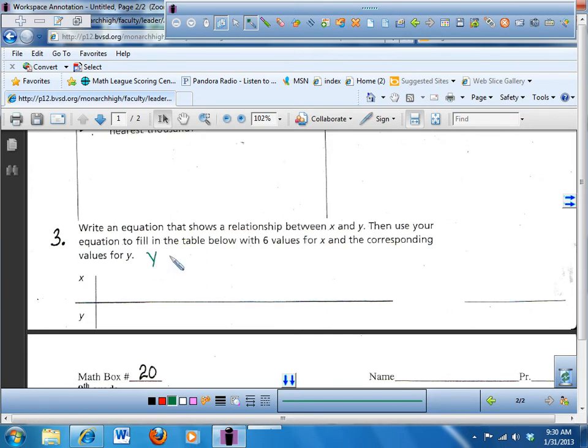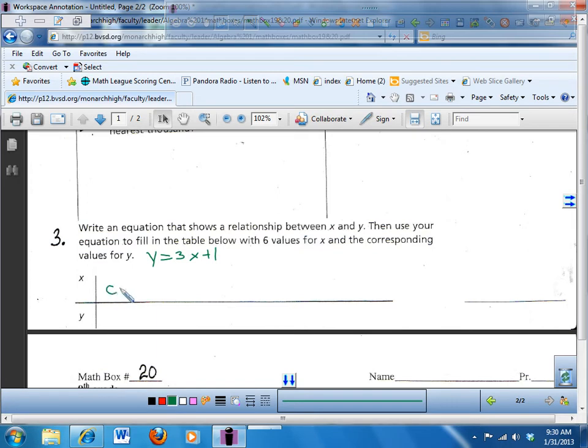So for instance, you might write y equals 3x plus 1. Okay? And then just plug in some numbers. When x is 0, what's y? 3 times 0 plus 1 is 1, right? When x is 1, what's y? 3 times 1 plus 1, well, 4, right? And so on. That's all they want you to do. When x is 2, 3 times 2 plus 1 makes 7. And you can fill in some more. So you just make up your own equation. That's what they're asking for.